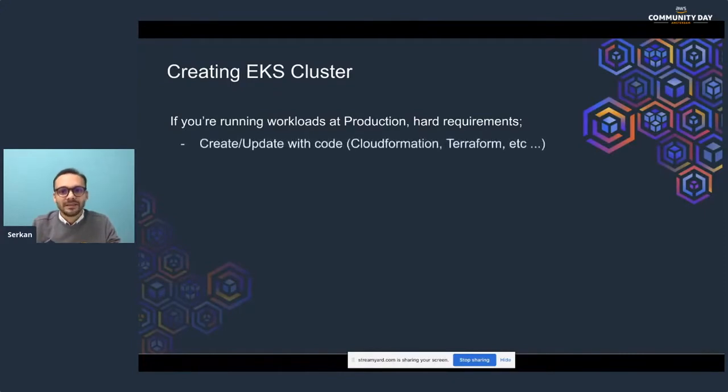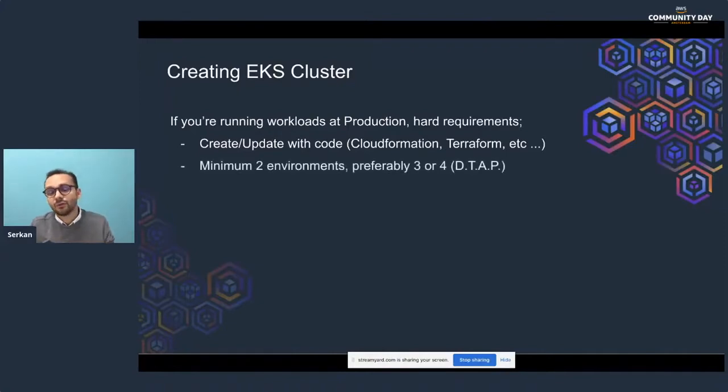One of them is that you should be creating, of course, not only your EKS, but your overall AWS environment with code, and you should also be updating it with code. That's one of the hard requirements. So we don't go to the AWS console and click the buttons. Another thing is you would like to have a minimum, but it is really a minimum, of 2 environments. We are talking about 3 or 4 DTAP environments.